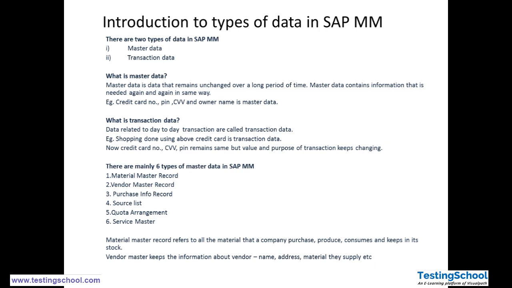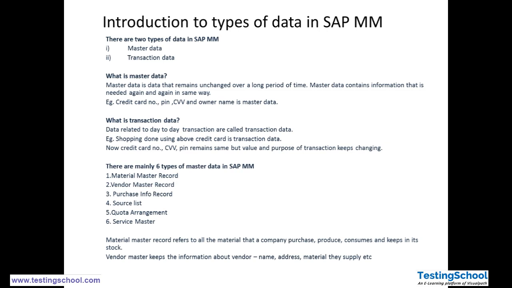I hope we all have credit cards and debit cards. These details are valid for 3 to 5 years. Credit card number, then PIN, you will not get a new PIN every time you transact. Then the CVV number and owner's name will remain constant. So this kind of data we call master data.